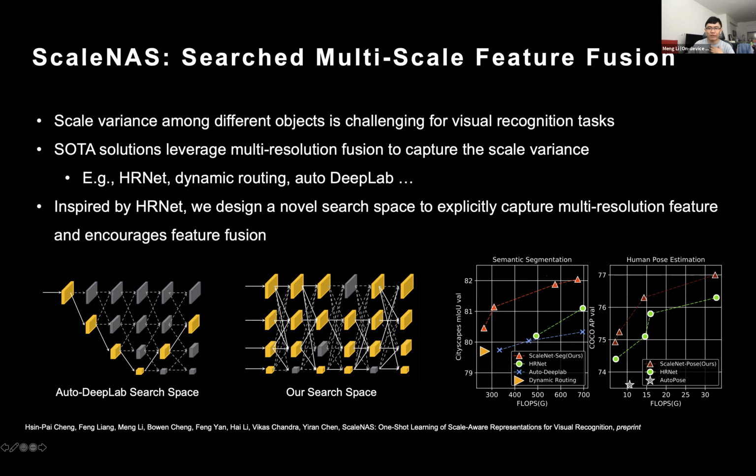And as shown in this red figure, on both semantic segmentation and pose estimation, we achieve much better accuracy compared to the previous work, including Auto-DeepLab, dynamic routing, or HRNet. And in fact, on pose estimation, we can beat all the previous methods and achieve the state-of-the-art results on several datasets, as shown in the Papers with Code website.